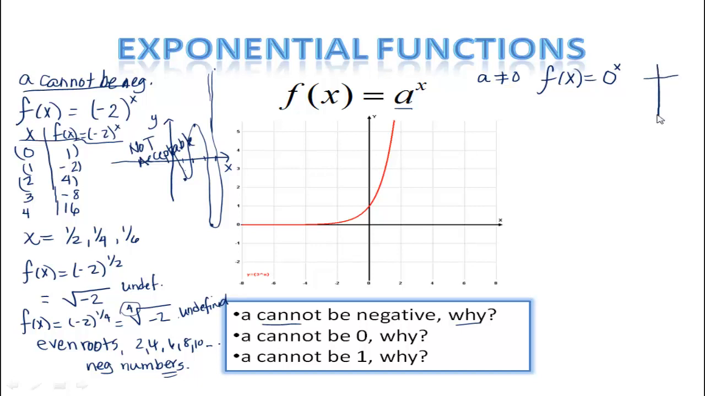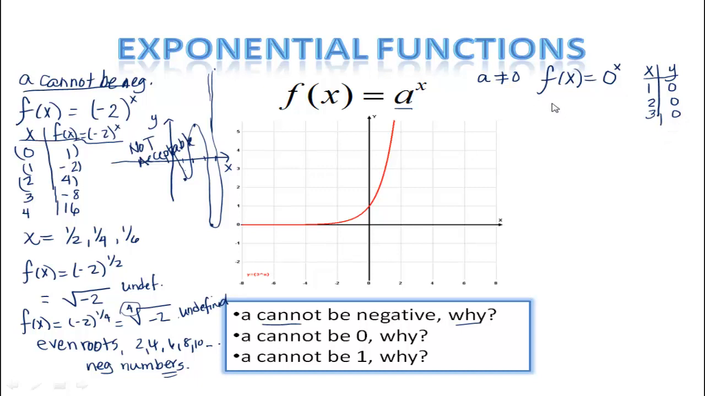If I draw my little table of values here, if x is 1, this will be 0. If x is 2, this will be 0. If x is 3, 0, right? Because 0 to the first power is 0, 0 to the second power is 0 times 0, which is 0. 0 to the third power is 0 times 0 times 0, which is 0. And if I go on putting in numbers here, I will always get 0.